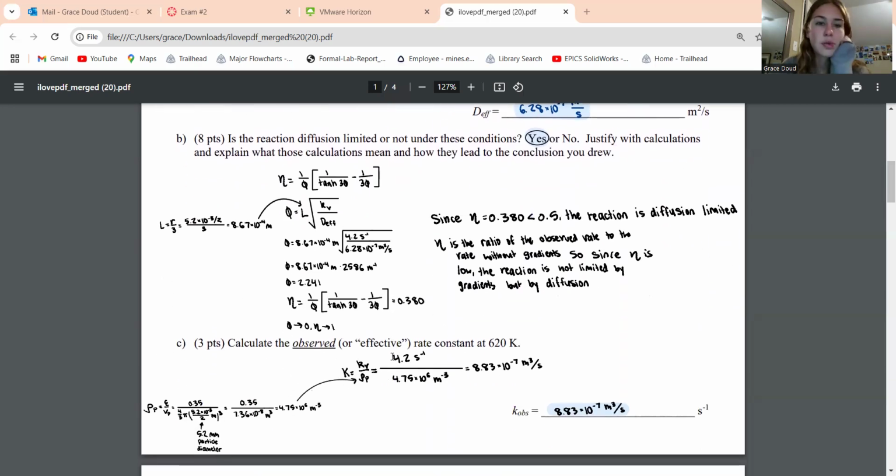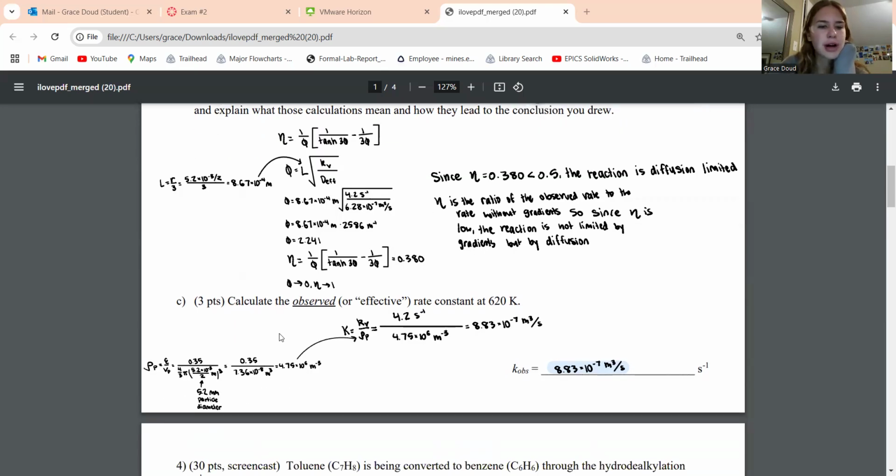And then the reaction was diffusion limited in these conditions because when we calculated eta, it was less than 0.5. Eta is the ratio of the observed rate to the rate without gradients. Since it was low, that means the reaction is not limited by reaction kinetics, so it has to be limited by diffusion. Here are my eta calculations. This is straight from the notes, pretty plug and chug. Once I got phi, I just plugged that into Excel to get my tanh values.